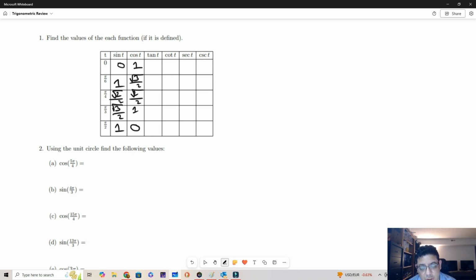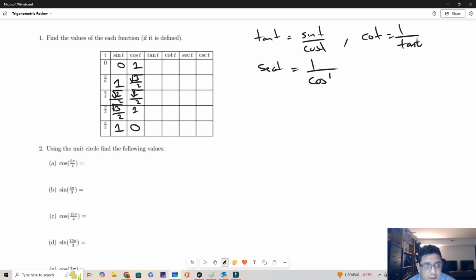Remember, tangent is sine over cosine. We also have that cotangent is 1 over tangent. We have that secant is 1 over cosine, and we have that cosecant is 1 over sine.